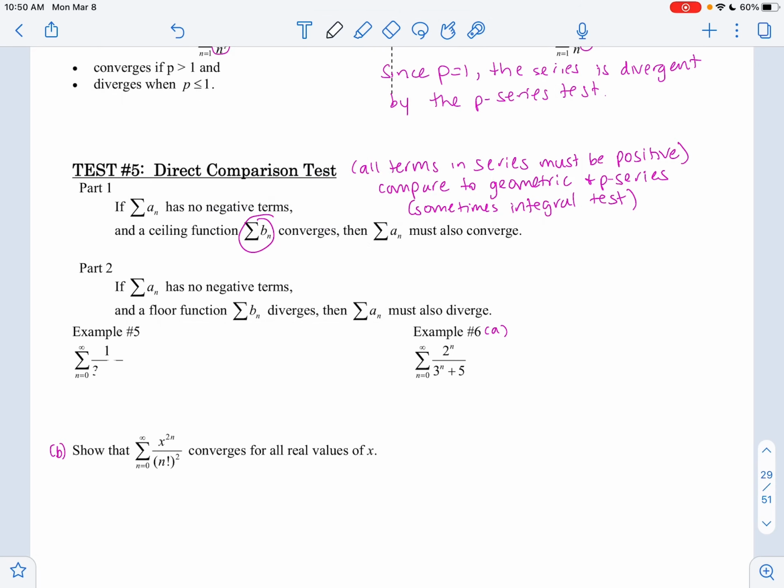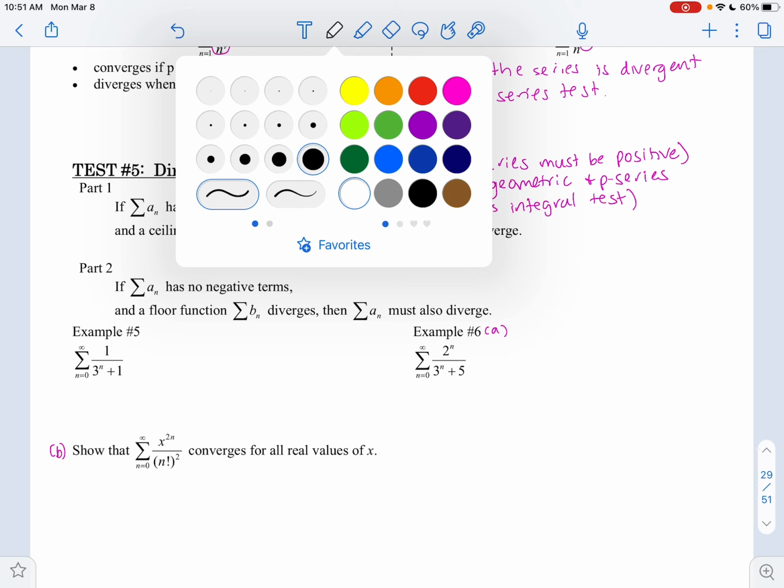So first, let's say we had this covered up so that we had just 1 over 3 to the n. We would notice that 1 over 3 to the n can be written as something to the nth power. If I factor out that nth power, it's the same thing as 1/3 to the nth. So if I ignore the +1 to figure out what I'm going to compare it to, that's what you would see. And so let's write it over on this side.